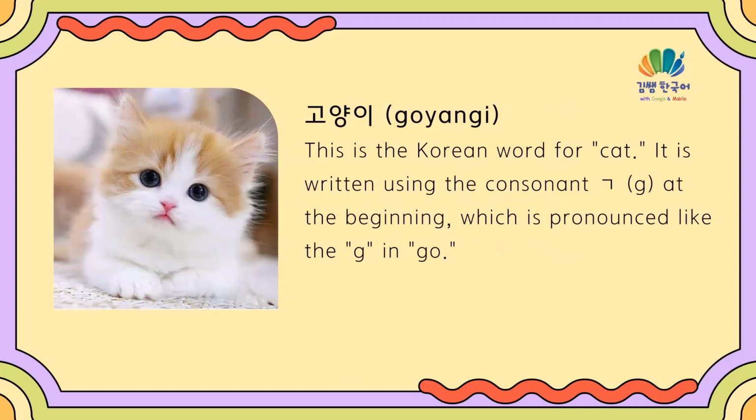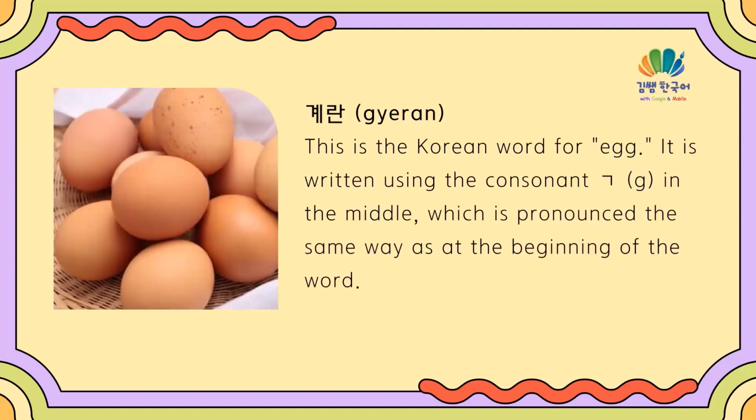It is written using the consonant 기억, G, at the beginning, which is pronounced like the G in go. 계란. This is the Korean word for egg. It is written using the consonant 기억, G, in the middle, which is pronounced the same way as at the beginning of the word.